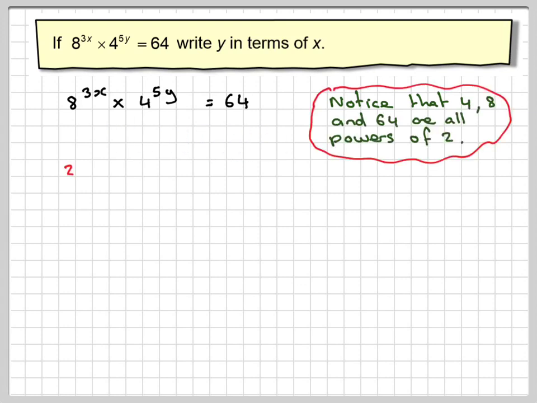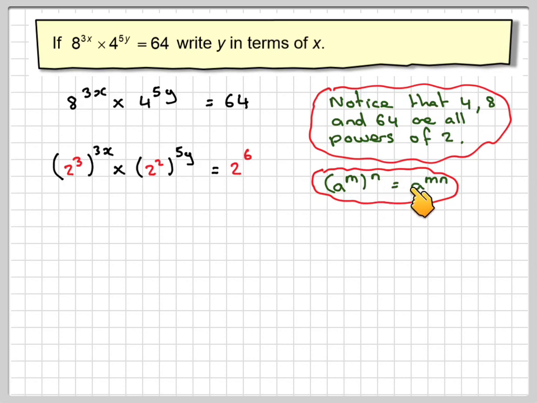So we're going to write 8 as 2 cubed, then that's also raised to the power of 3x. 4 is 2 squared, which is raised to the power of 5y, and 64 is 2 to the power of 6. Right, there's a rule of indices that says a to the m, all to the n, is equal to a to the mn, so we're just going to multiply out the powers.